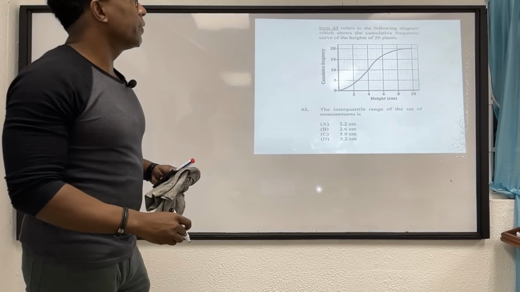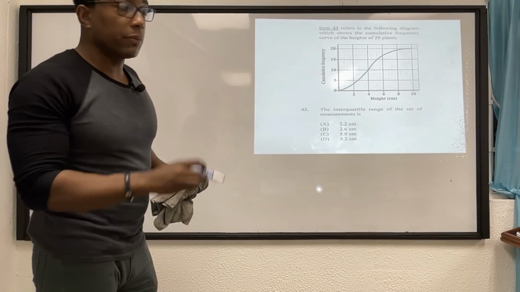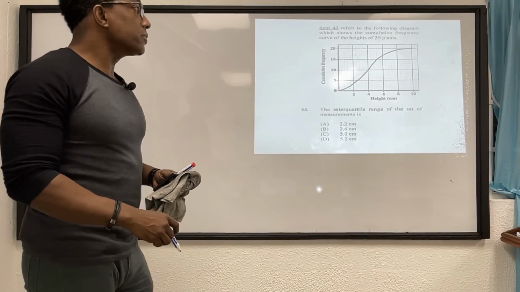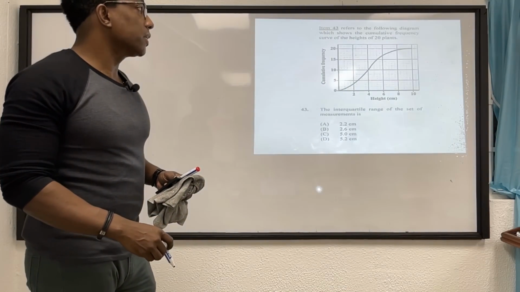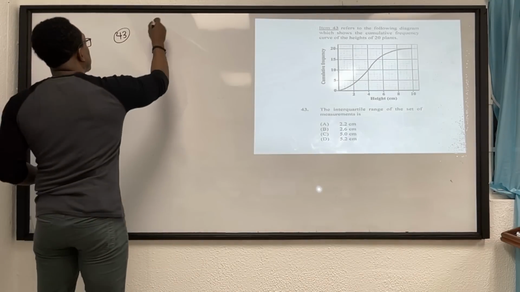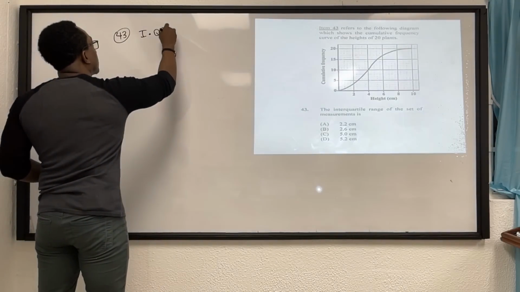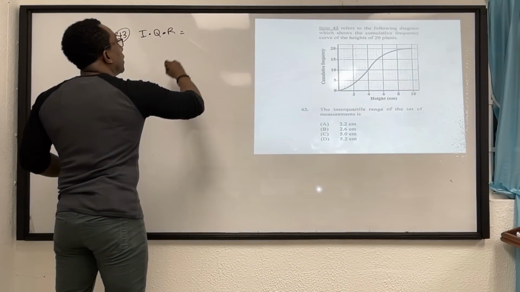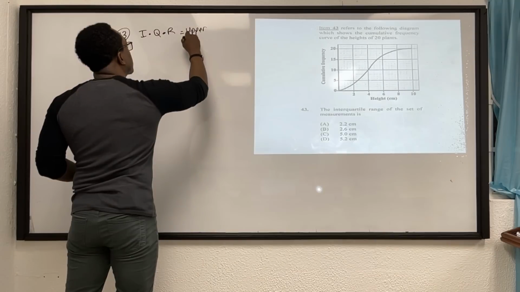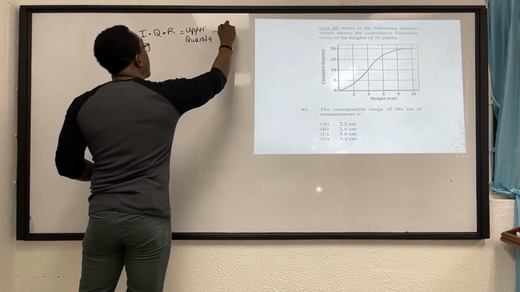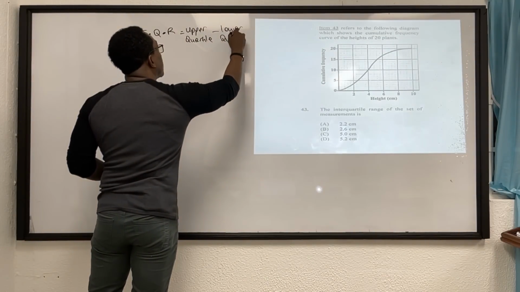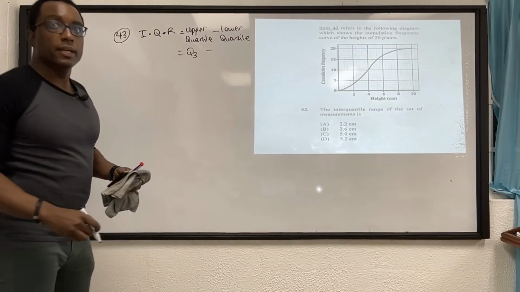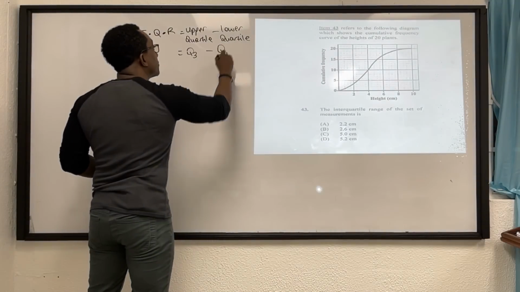Item 43 refers to the following diagram, which shows the cumulative frequency curve of the height of 20 plants. The interquartile range of the set of measurements is... So for the interquartile range, denoted by IQR, it is equal to your upper quartile minus lower quartile. The upper quartile is Q subscript 3, the lower quartile is Q subscript 1.